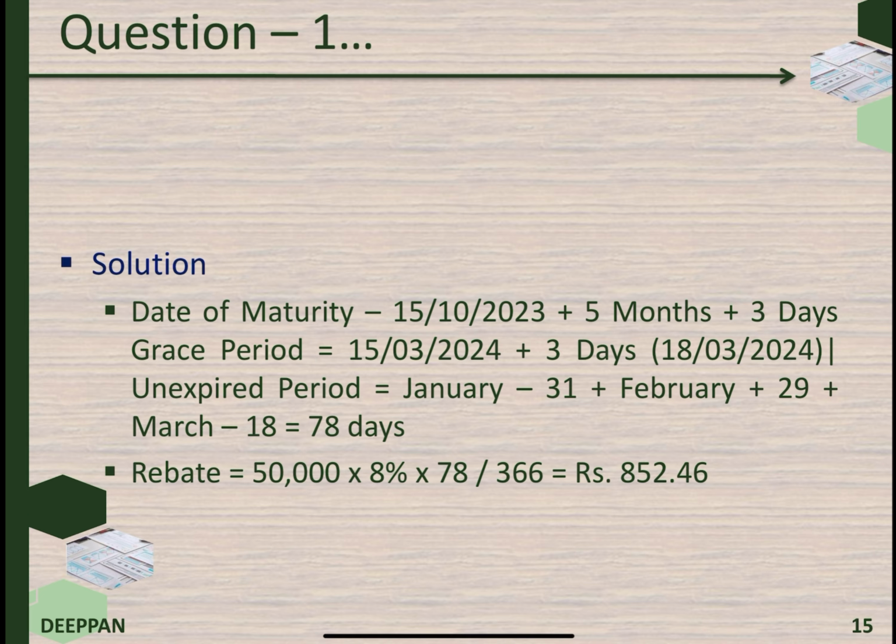If it is a normal year, then we have to take February 28 and the total number of days 365. In that case, the answer is 77 by 365.